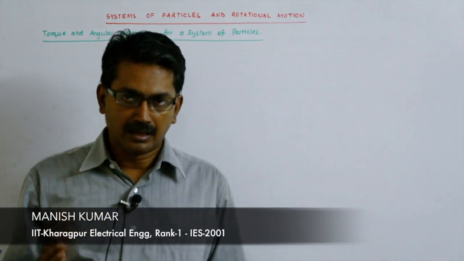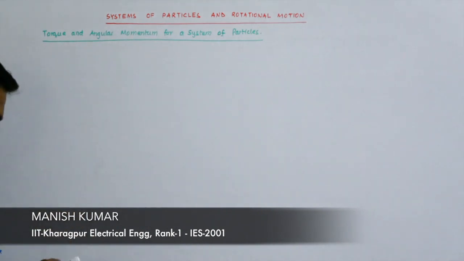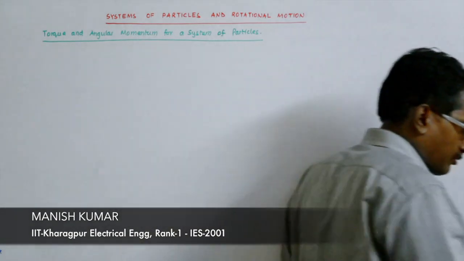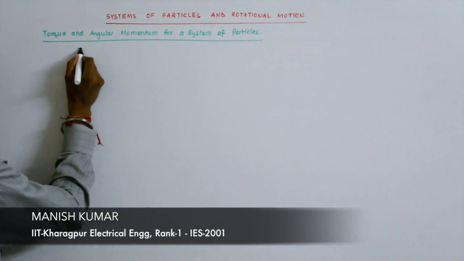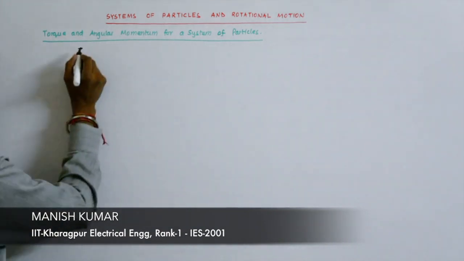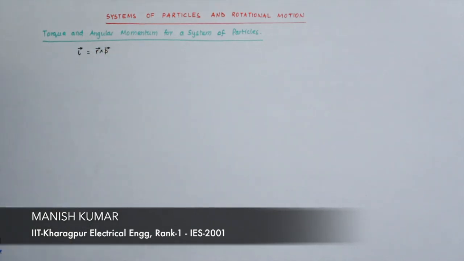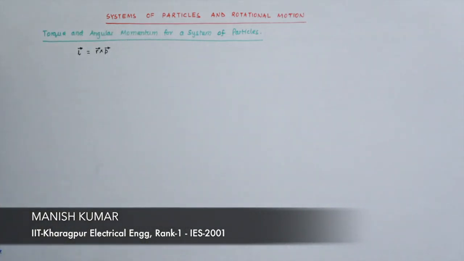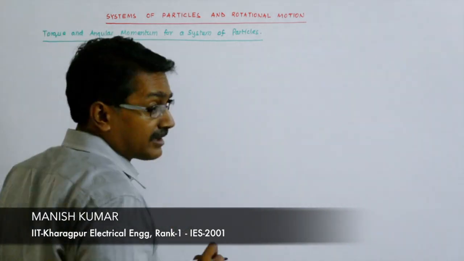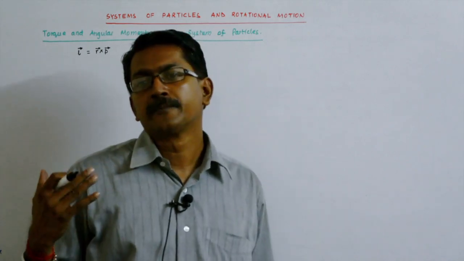Now that we have done the angular momentum for a single particle, which we denoted by L, a vector, it came out to be r cross p. That is for a single particle. And obviously, as this chapter tells you, we are dealing with a system of particles, not a single particle, and that system of particles belongs to a rigid body.